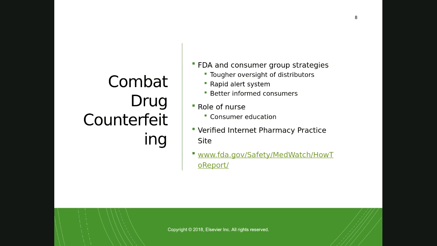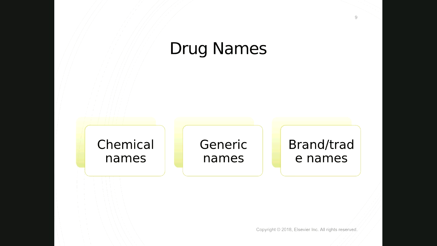Now, the next one, we're going to talk about the drug names. We have the chemical name, which is actually the chemical compound, and you'll see that on the drug handout sheet, broken down, and it's very difficult to read. But then you'll have the generic name and the brand name, which they should put in the center, because the brand name has a trademark.